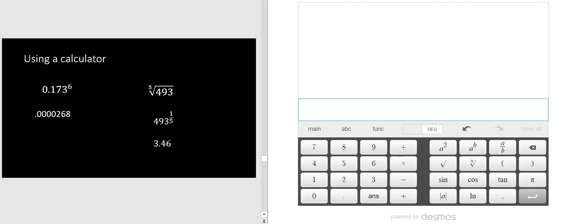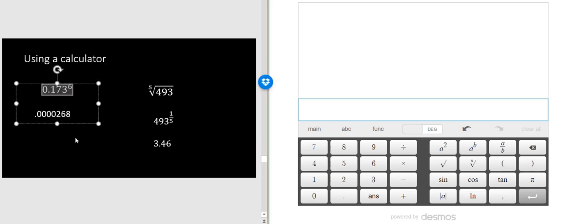To illustrate how to use a calculator, I'm going to walk you through by using this online calculator on the website desmos.com. And every calculator is a little bit different, so take note of that as we begin. On the left, we see our different examples that we're going to walk through. So first off, we have 0.173 to the 6th power.